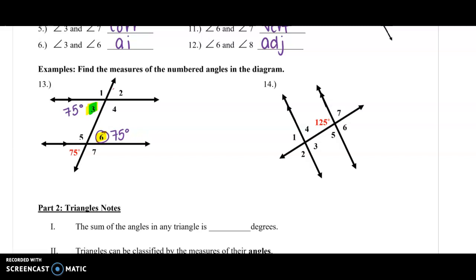From there, I know that 3 and 2 are vertical angles. Vertical angles have to be congruent. So that would be 75 degrees.